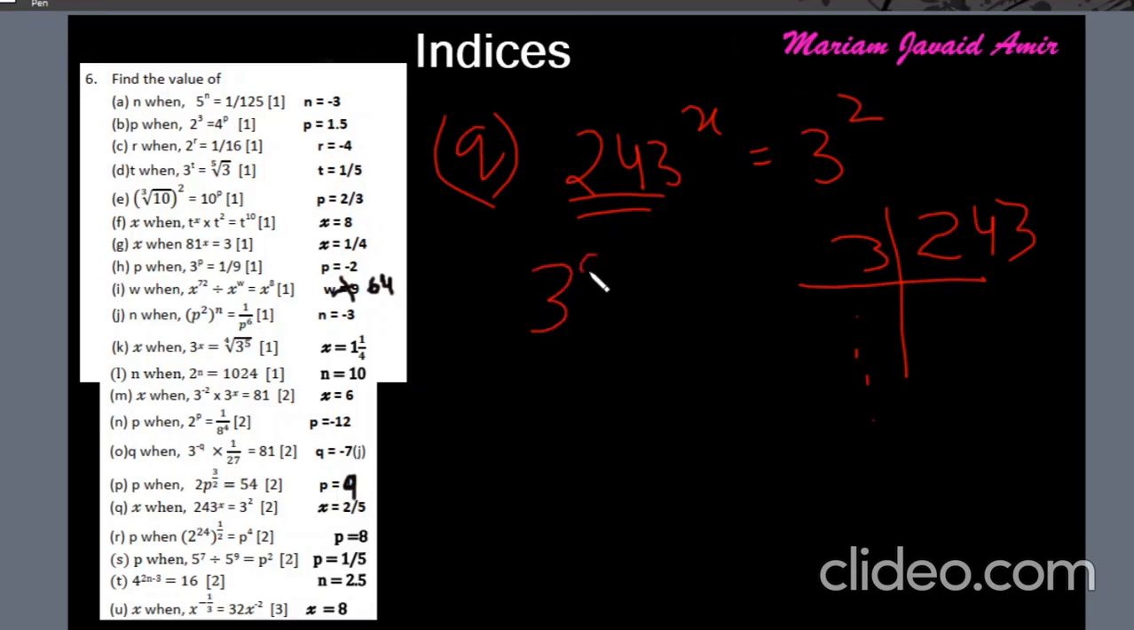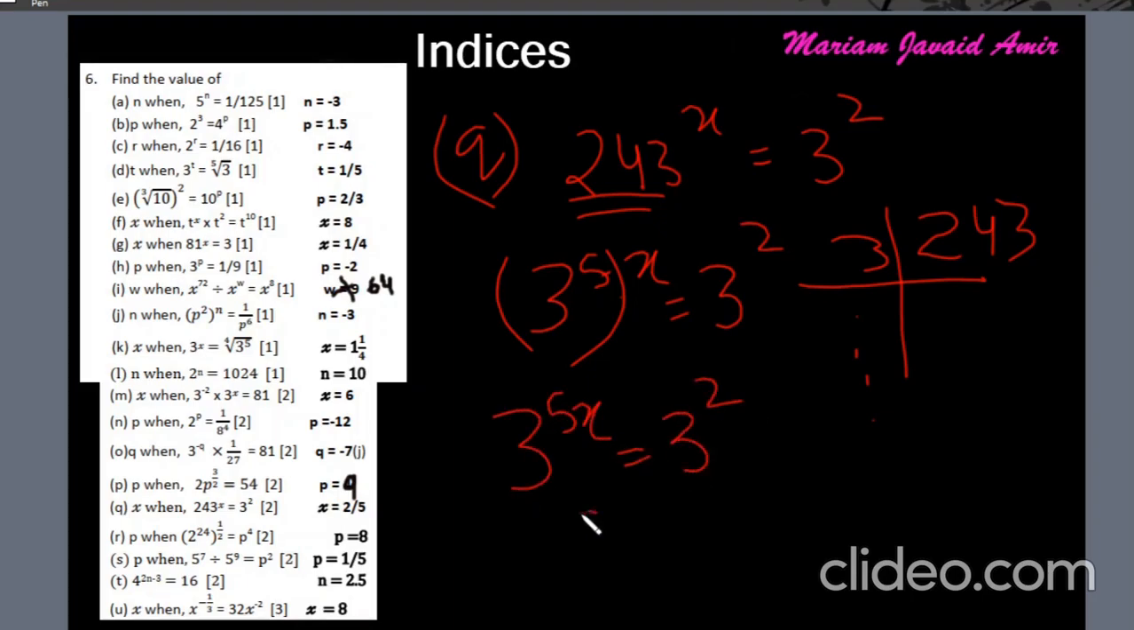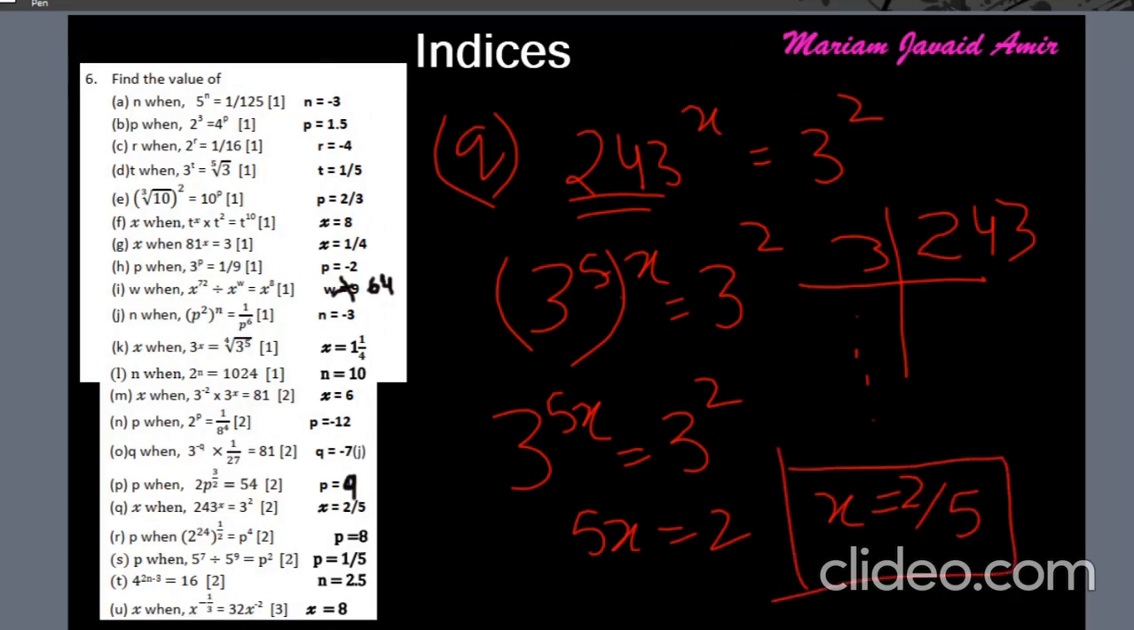So either by factorization or by just doing hit and trials in your calculator, you will find out that 3 power 5 equals 243. So 3 power 5x equals 3 square. So 5x equals 2. So x equals 2 by 5. This is the answer for part Q.